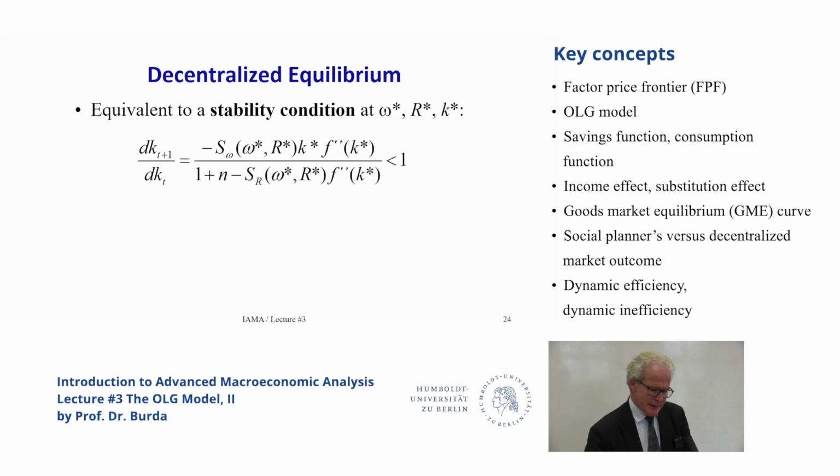Okay, so let's look at this stability condition. It can be written down using calculus. If W star and R star are the steady state values, then around that steady state we need an increase in KT to lead to a response of KT plus 1 that's less than 1. That's another way of stating the stability condition.